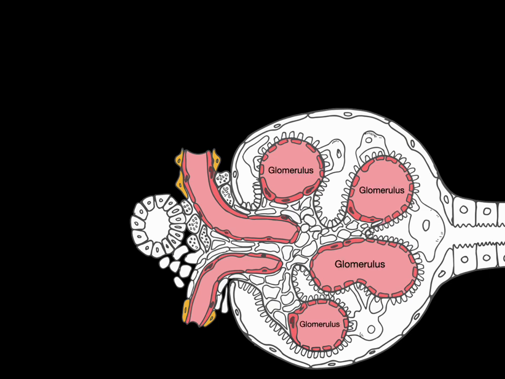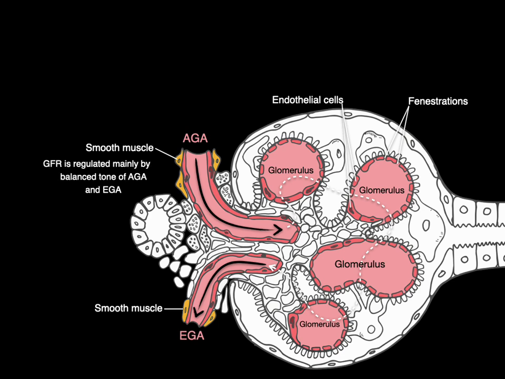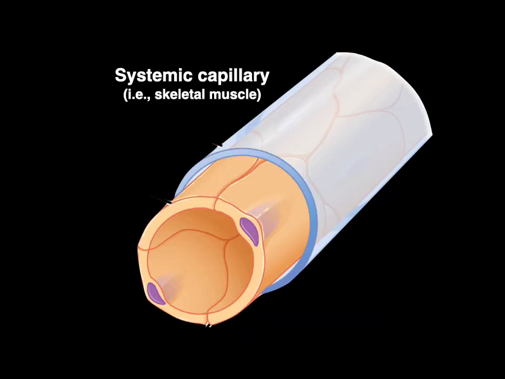So there is the glomerulus in cross-section. There are some endothelial cells with those openings called fenestrations. And the afferent arteriole feeds blood, which circulates through the glomeruli and exits through the efferent arteriole. Now, the afferent and efferent arterioles are lined, as with all arterioles, with smooth muscle. So glomerular filtration rate is regulated mainly by balanced tone of both the afferent and efferent arterioles.